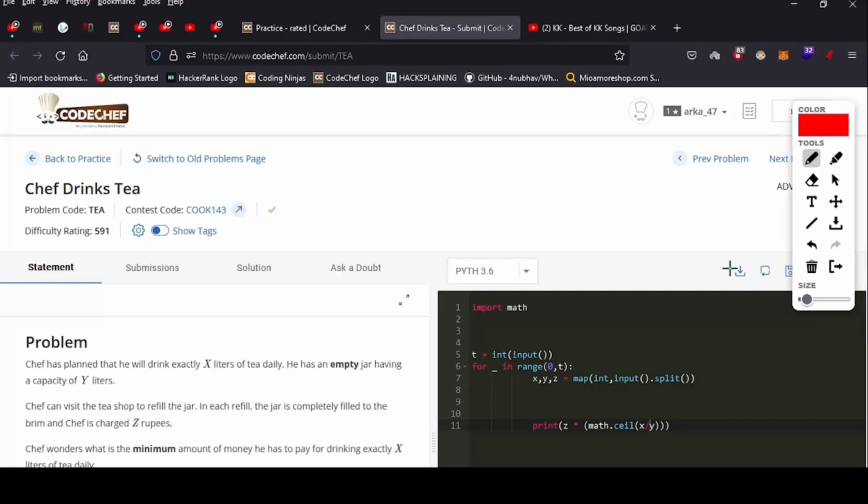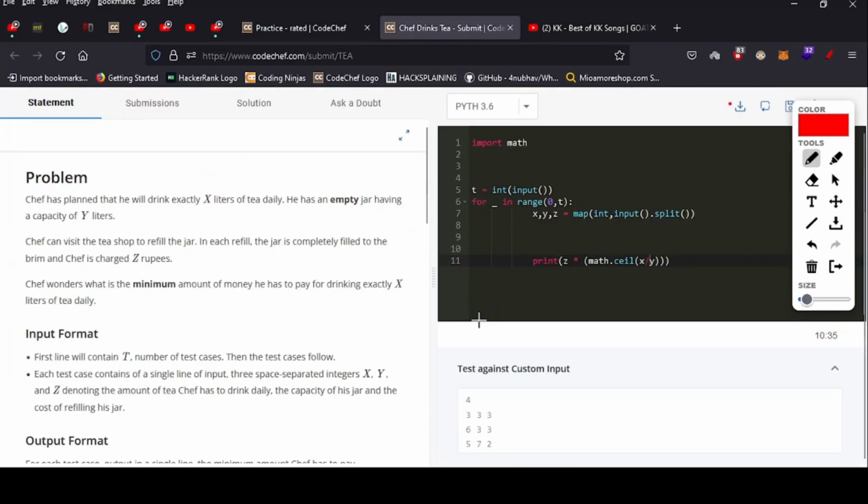Hello everyone, today I am going to solve a CodeChef easy problem. Chef drinks tea. Problem code is T and its difficulty rating is 591. Now check the problem statement.